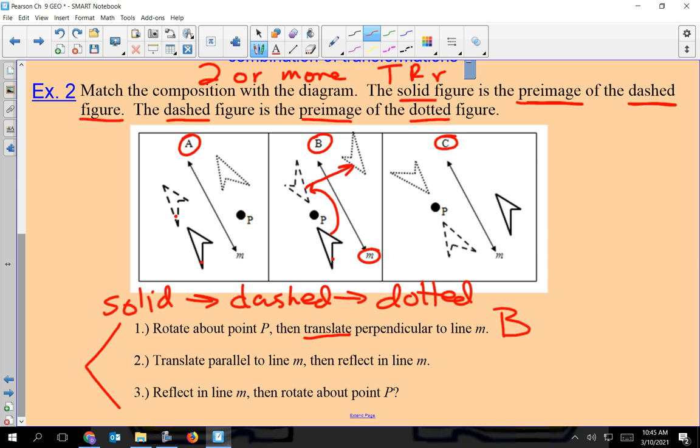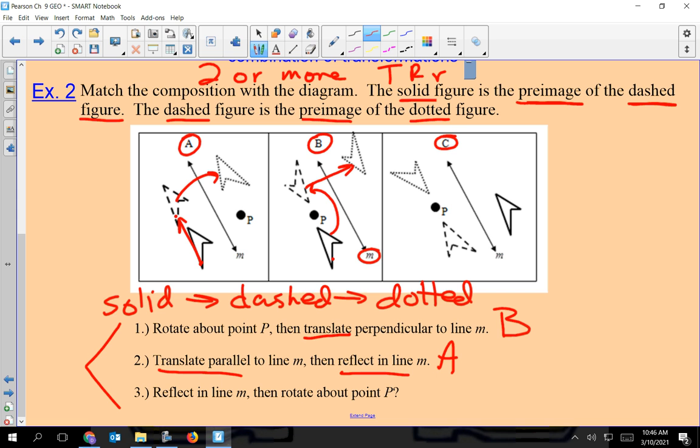All right, so once again, going back to the solid figure, I'm going to translate it parallel to line M. So I'm going to give it a shove, and then I'm going to reflect it in line M. So I'm going to flop it over line M. So I'll start here again. Did I translate it parallel to line M? Remember, parallel means I don't cross it. So that looks pretty good. And then I'm going to reflect it in line M. So did I flop this over line M? It looks like I did. Okay, so number 2 should be A.